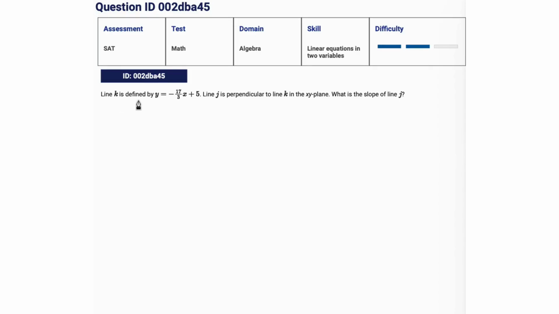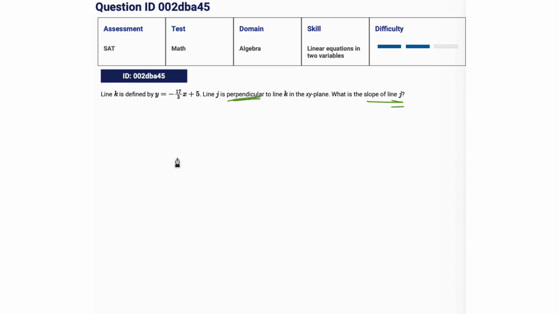Line K is defined by y equals negative 17 divided by 3 x plus 5. Line J is perpendicular to line K in the xy plane. What is the slope of line J? So I'm going to give you a minute to solve this question. Go ahead and pause the video. Alright, let's start solving this now.